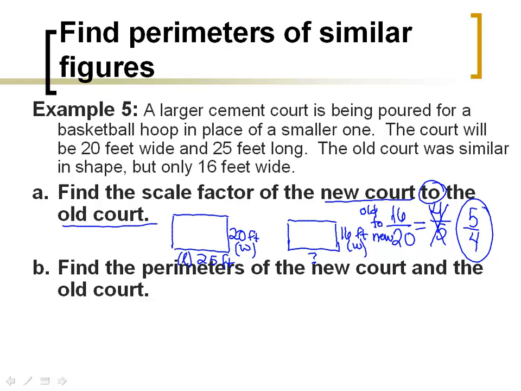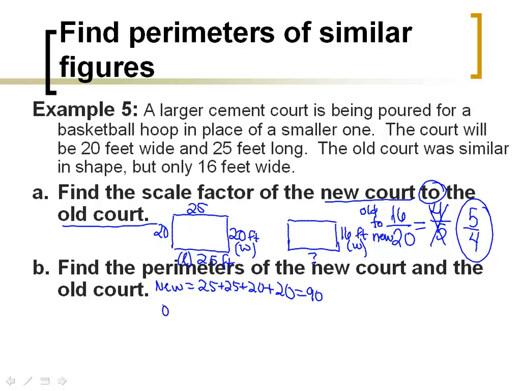So find the perimeters of the new court and the old court. Well, I can easily see this new court. This side's 20, this is 25. So for my new court, 25 plus 25 plus 20 plus 20, that's 50 plus 40, which is 90. So that's the perimeter of my new court.